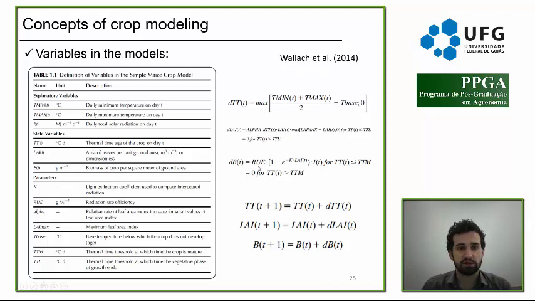So a good model always has this table, bringing all the definitions of the explanatory variables, state variables, parameters, and the specific meaning of each parameter in the model that we are using, right? So we have more detail about these definitions in this chapter and the other books that I shared with you in this class.